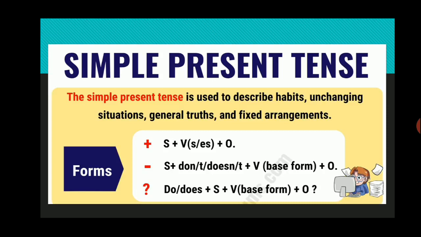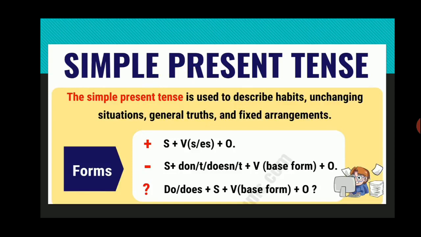Misalnya situasinya kayak pergi ke sekolah setiap hari. I study at school every day. It's an unchanging situation. Next, general truths. It means fakta umum, misalnya the sun rises from the east. Matahari dari timur. And fixed arrangements is the same with the other points. Jadi sesuatu yang fix.